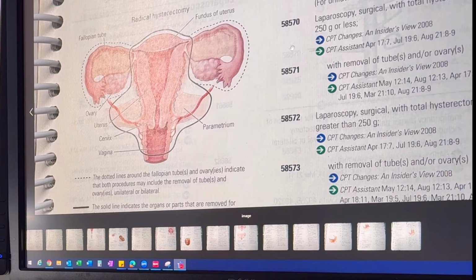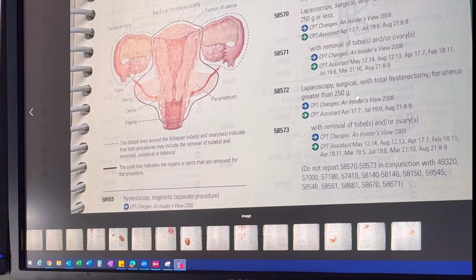You do not bill both these codes. You bill, depending if they did this. If they did not do these, then you just bill this alone. This semicolon is where these 2 codes separate. So all this information here is also included with this. I hope that makes sense.